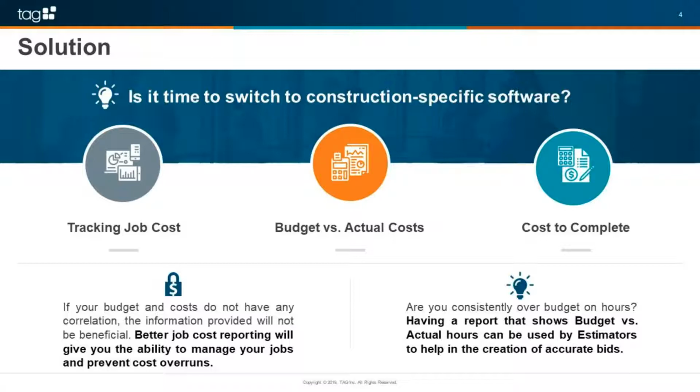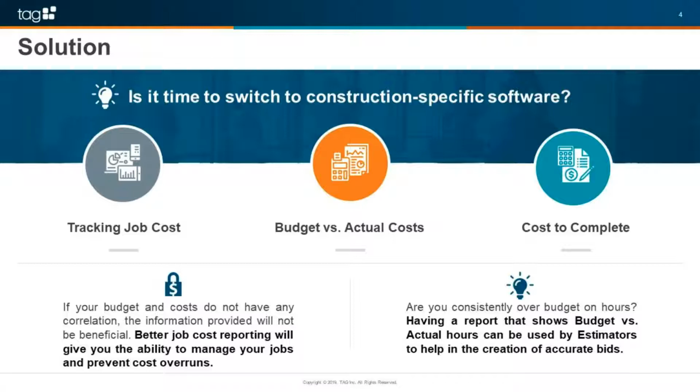If I can just put in a budget for the total amount of cost of my job and then put in my cost total, again, I'm not seeing if there's certain parts of the job I'm very good at or certain places where we need to improve. So by using cost codes and getting that better job cost reporting, we're able to manage our jobs better and possibly prevent any cost overruns that might happen in the future.